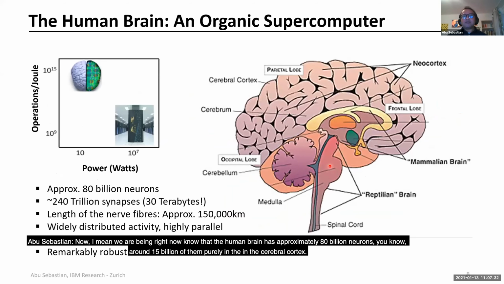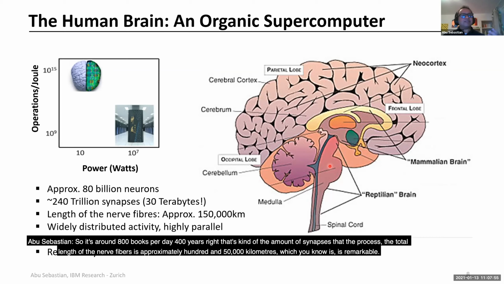We now know that the human brain has approximately 80 billion neurons, around 15 billion of them purely in the cerebral cortex. It has over 240 trillion synapses. Just to give you an idea, if each synapse was storing just one bit of information, that alone would amount to something like 30 terabytes. So it's around 800 books per day for 100 years, right? That's the amount of synapses that we possess. The total length of the nerve fibers is approximately 150,000 kilometers, which is remarkable.